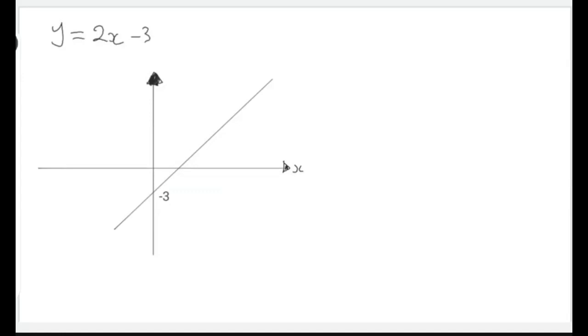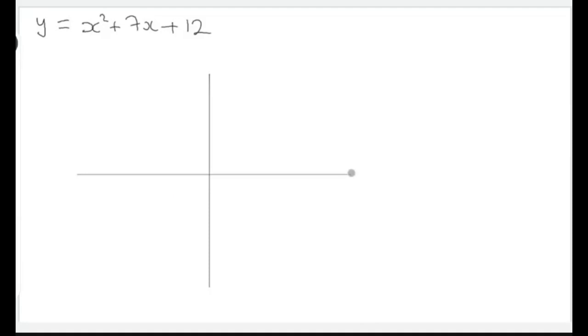Nice. And can you also determine where it crosses the x-axis? Yeah. Is that right? Nice. How did you work it out? For the x-axis, you make y equal to 0, don't you? Yep, that's it. Good stuff.